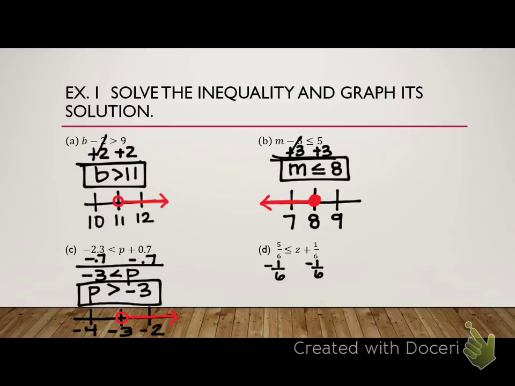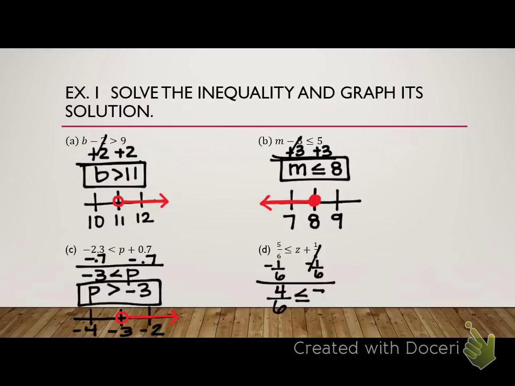All right? I noticed on our test this week, some of us thought because it was a fraction, we had to multiply it on both sides. No, they are adding 1/6, so we are going to subtract it. It cancels over here. And 5/6 minus 1/6 is just 4/6.